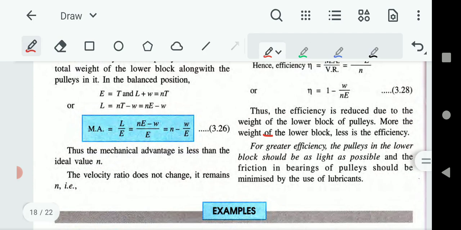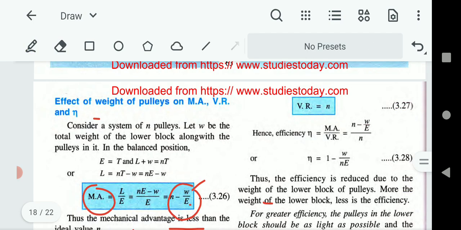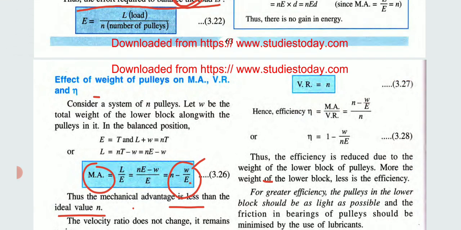Thus the mechanical advantage is less than the ideal value N. See here, the value N will be subtracted by the weight of the pulley divided by the effort. मतलब पुली का जो weight है और जितना effort हम दे रहे हैं उसका जो ratio है उससे कम होगा. So efficiency is less than the ideal value. The velocity ratio does not change, it remains N. मैकेनिकल एडवांटेज कम होगा, लेकिन वेलोसिटी रेशियो will remain the same. वेलोसिटी रेशियो इज इक्वल्स टू N.